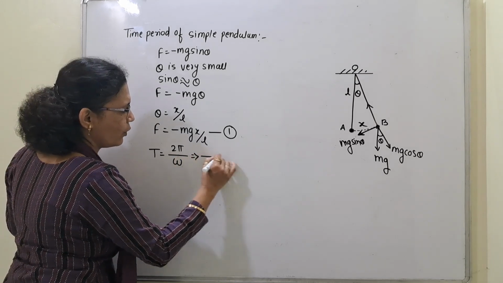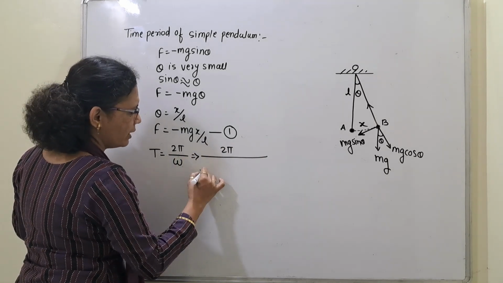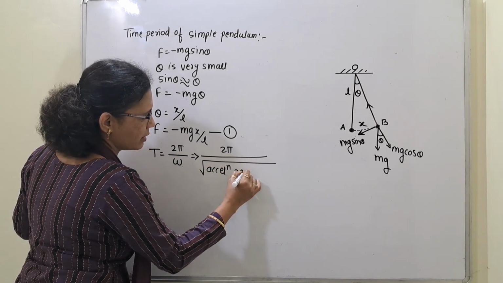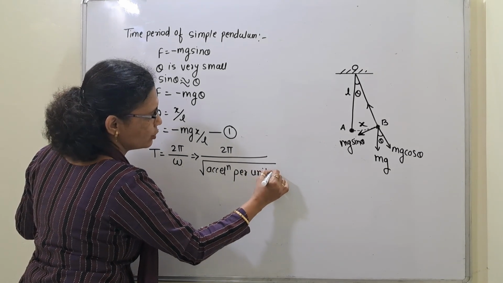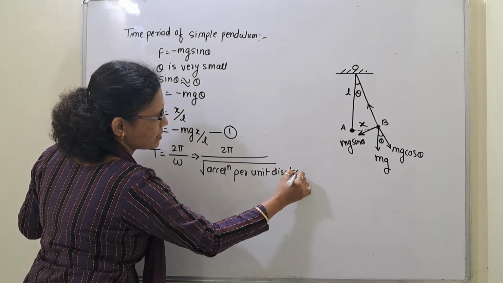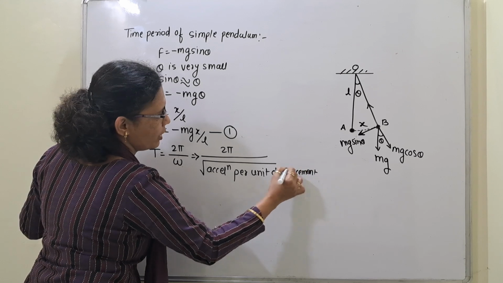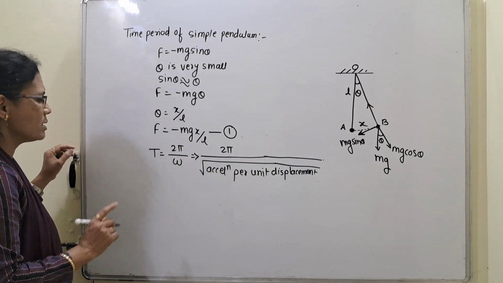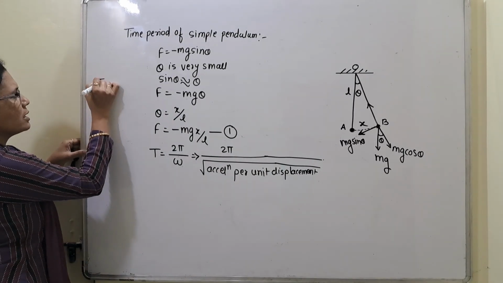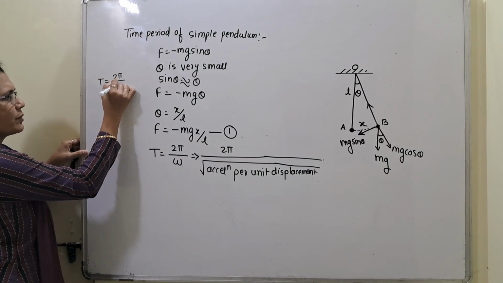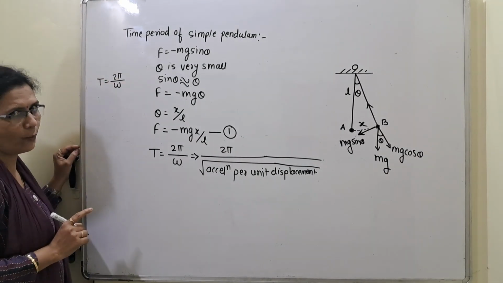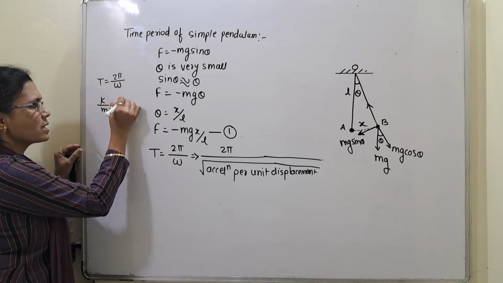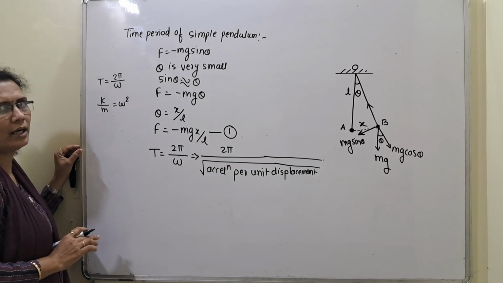And we know another formula for this as 2 pi divided by under root acceleration per unit displacement. You know this formula from this chapter, oscillation. You have studied already this formula. How? See, I will give you explanation. T is equal to 2 pi upon omega, right? But in differential equation, we have put one constant k upon m as omega square, that is k is equal to m omega square.